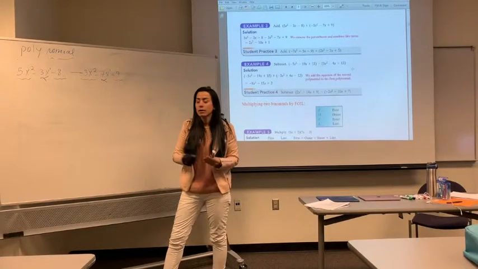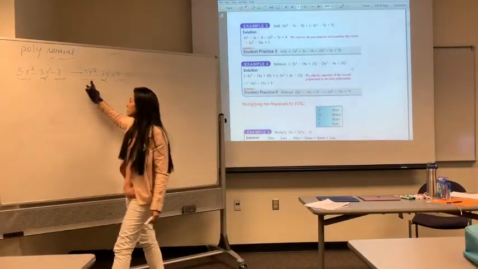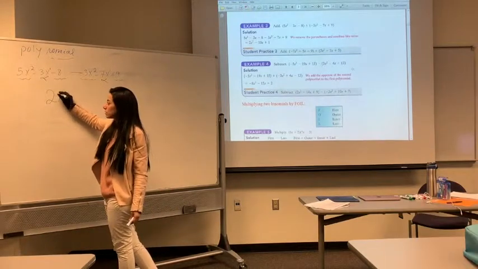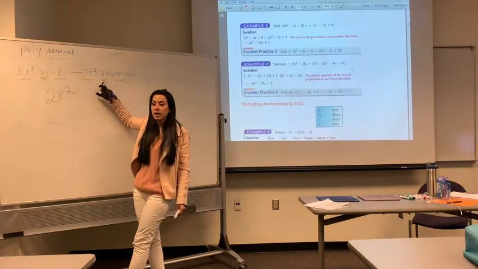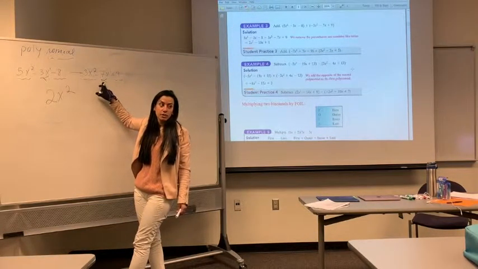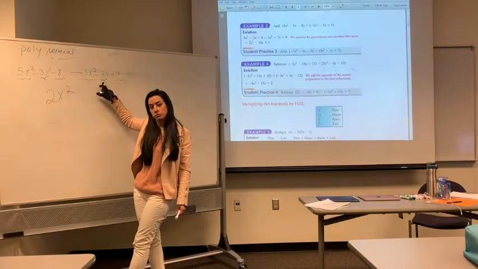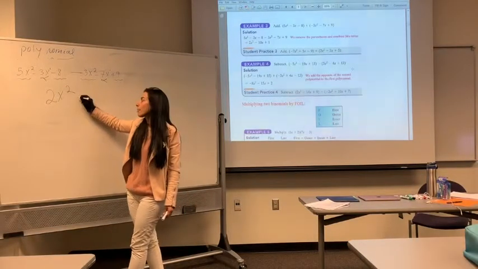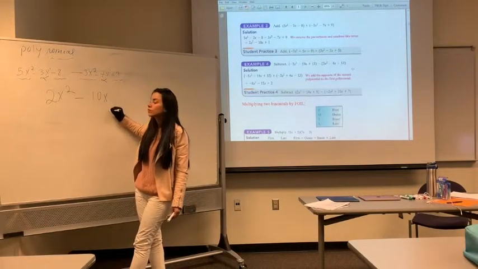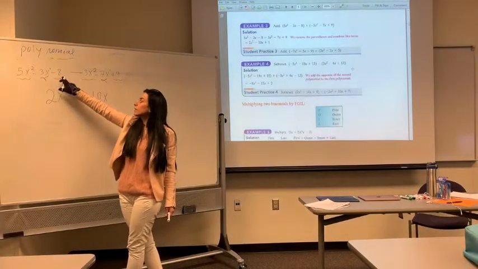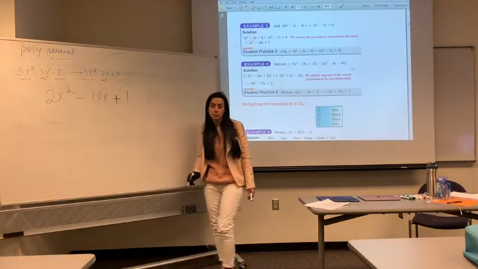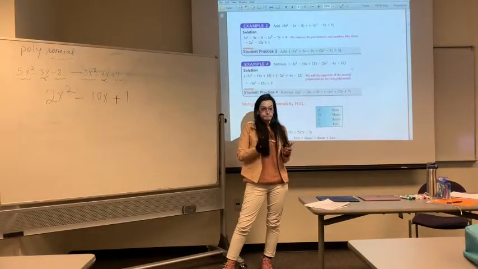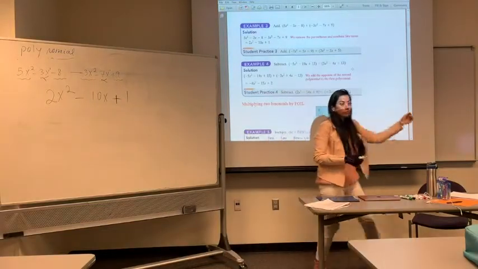Correct? So now combine them. We have 5x squared minus 3x squared, which is 2x squared, negative 3x, negative 7x, so negative 10x. And then we have negative 8 and positive 9, which is positive 1. That's it. And that would be our answer.